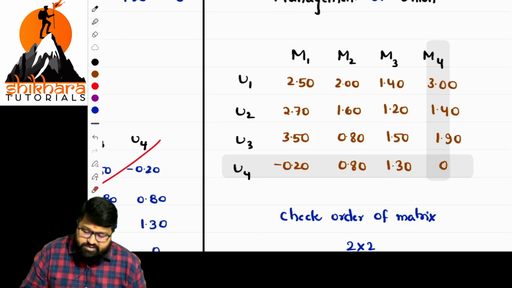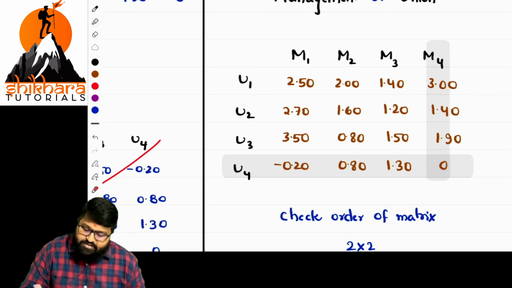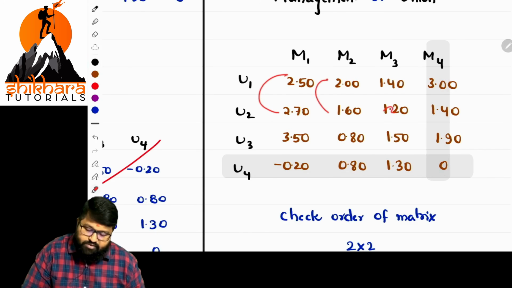Now let us check once more the rows. In the case of rows, what is important? Least should be eliminated. In this case, it is least. No, it is more, not possible. It is more, not possible. It is highest. It is least, not possible.